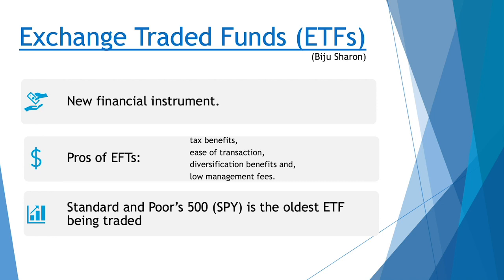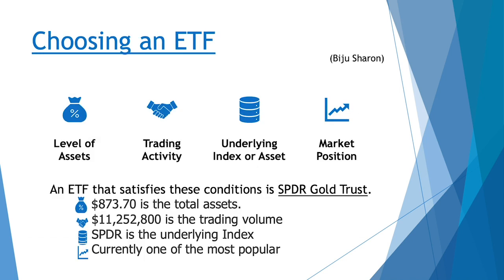Besides the tax benefits and low management costs, the buyer also enjoys diversification benefits and easy procedures. An example of an ETF is the S&P 500 ETF, which is currently the oldest traded ETF in the market. According to Morningstar, there are currently 2,000 ETFs listed on US exchanges and more than 5,000 around the globe. Among these, how do we know which ETF to use?